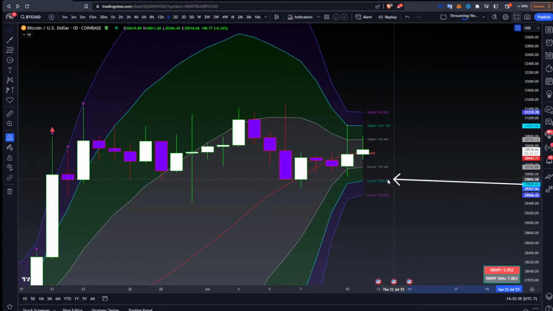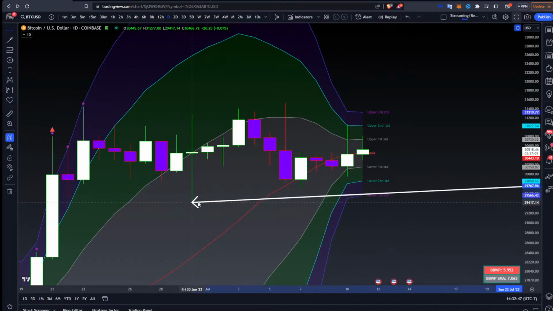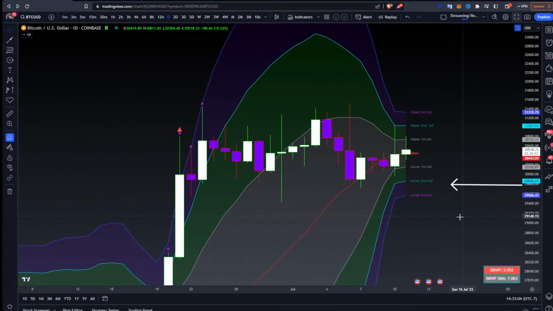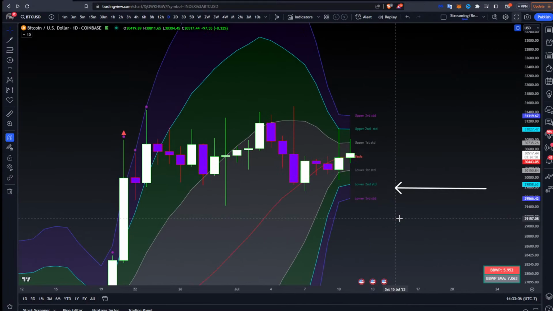Same goes to the downside. So closures below the lower second that take out this low would get expansion down to, at minimum, a target for me of 29.5. Any closures below there, you're going to see continued expansion to the downside, aggressive volatility uptick, right? Because it's a big move. That's also breaking resistance, and that's basically how you read Bollinger Bands.